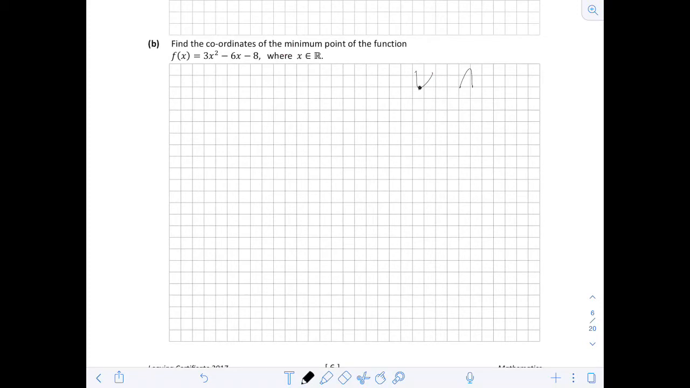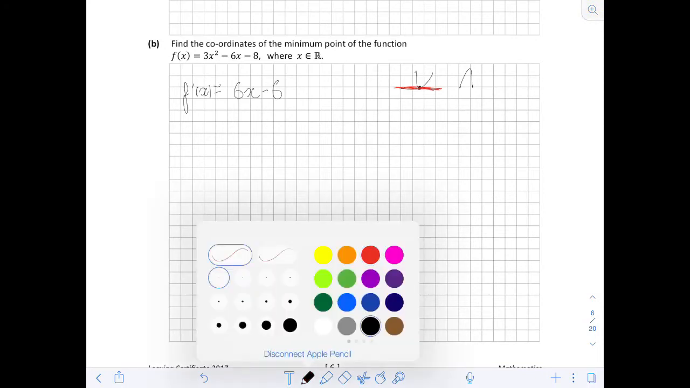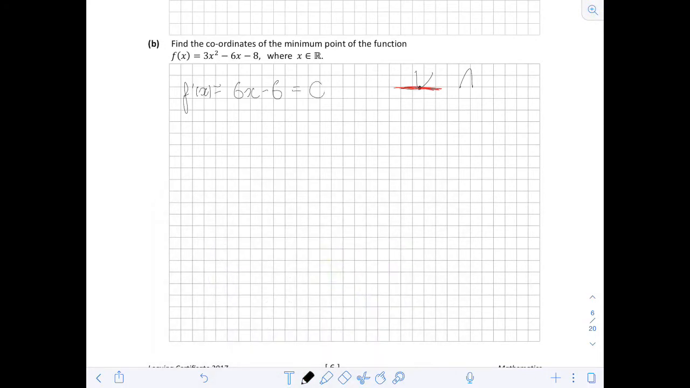Now, that's f of x, so we're going to find out what f prime of x is equal to. So we go 6x minus 6. And at this point down there, the tangent will be perfectly horizontal. So what's the slope of perfectly horizontal lines? Well, the slope of perfectly horizontal lines is 0. So we now have 6x minus 6 equals 0. We're looking for x. So x by itself will equal 6 over 6. So x is equal to 1.